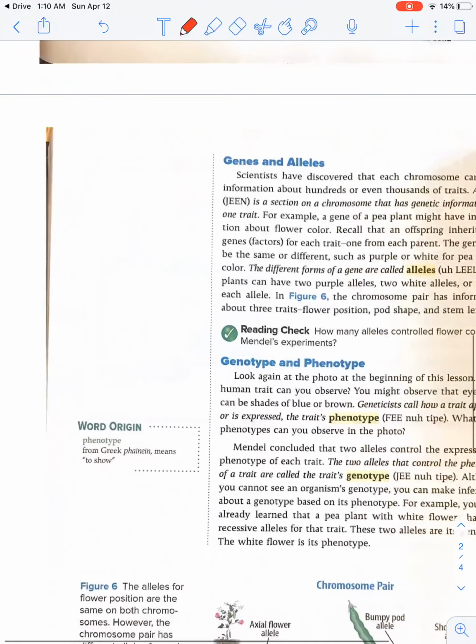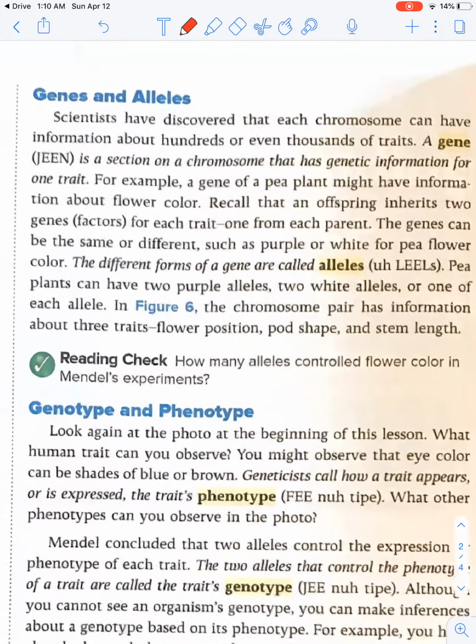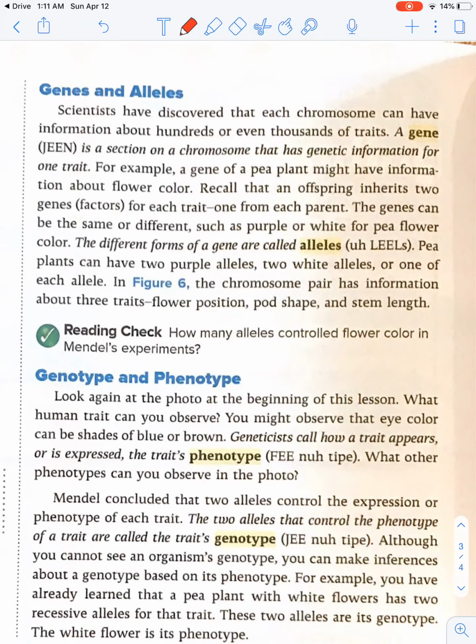Okay, so genes and alleles. Scientists have discovered that each chromosome can have information about hundreds or even thousands of traits. A gene is a section on a chromosome. So if you spread those chromosomes out, stretch them out, there's going to be a section of that chromosome that's like a recipe for a particular protein. And that's what a gene is. It's just a recipe for a particular protein that's found on chromosomes. All right, so it has genetic information for one trait.